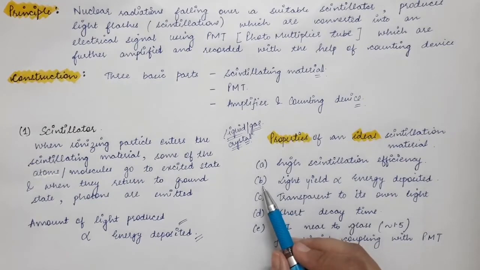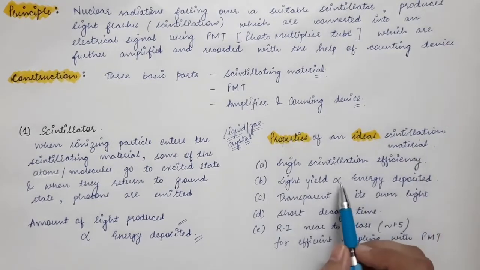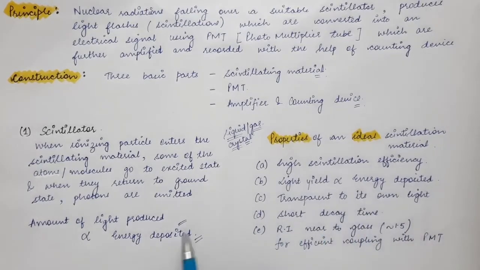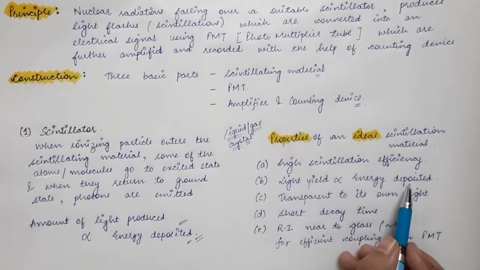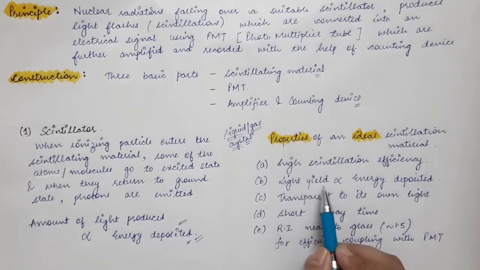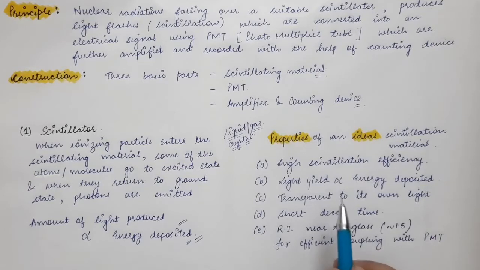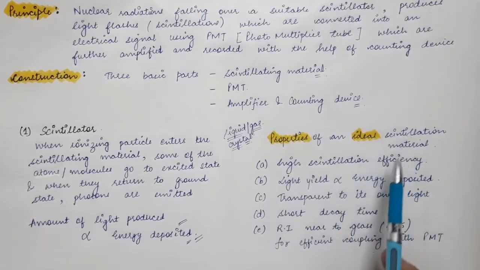The second property is that the light yield in the case of scintillation material should be directly proportional to the energy deposited. This is the same as we discussed over here, that the more energy deposited by the incoming particle in the scintillator, the more light yield. So more light will be obtained. That must be the second property of the ideal scintillation material.